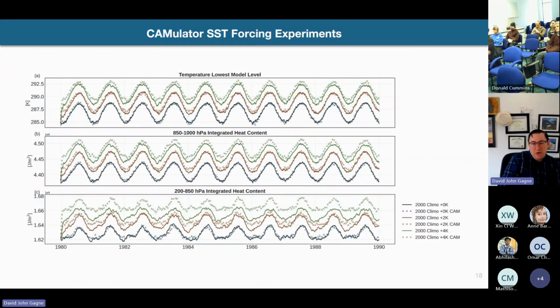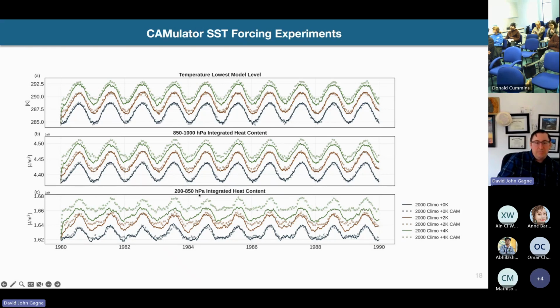What if we try to push our model out of distribution? What happens with that? We've done SST forcing experiments with +2K and +4K SSTs running over the same period with both CAM and CAMulator. What we see is that, at least with things like temperature at the lowest model level, at +2 we're largely replicating the right cycle. At +4 we're underdoing it a bit, but we're not regressing back to 0 or to the original forcing or anything like that. We're just underdoing it. And this is without explicitly training this.